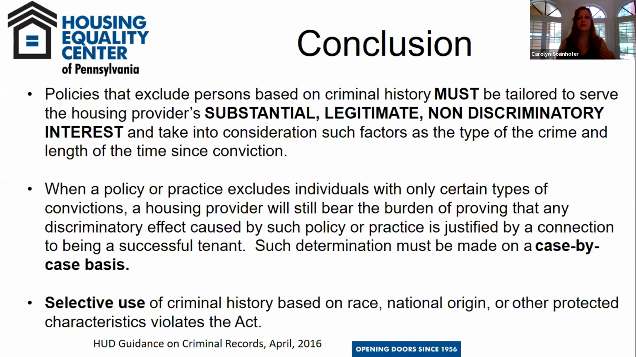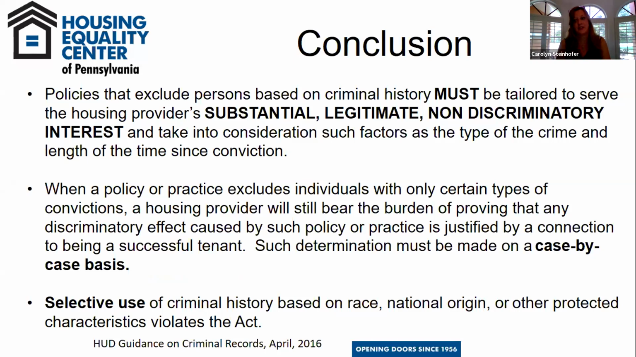So policies that exclude people based on their criminal history must be tailored to serve the housing provider's substantial, legitimate, non-discriminatory interests and take into account factors such as the nature of the crime, the severity of the crime, and the recency of the crime. If you're only excluding individuals with certain types of convictions, you'll still bear the burden of proving that any discriminatory effect caused by that policy is justified by a connection to being a successful tenant.